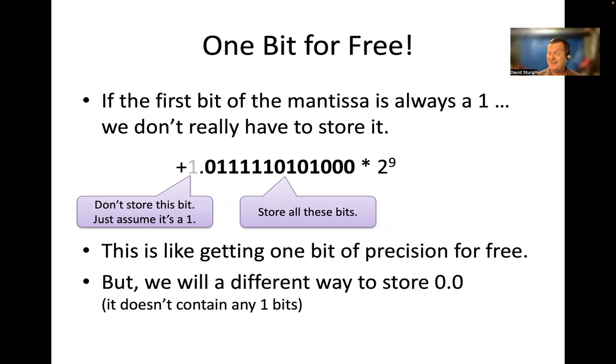A disadvantage of that is that it requires you to have at least a 1 bit somewhere in the mantissa. And not all numbers have that. Specifically, the number 0 is going to give you problems because there's no 1 bit to put just to the left of the decimal point. We're going to fix that.